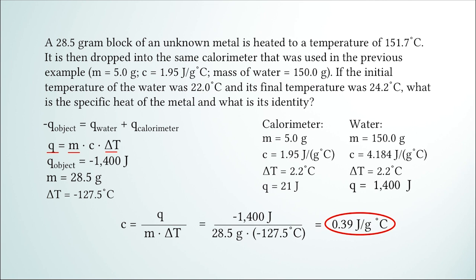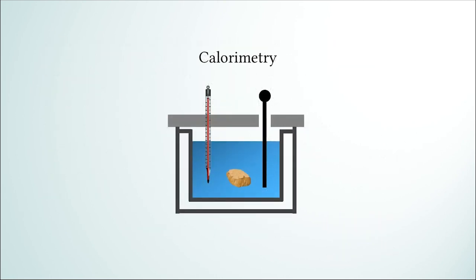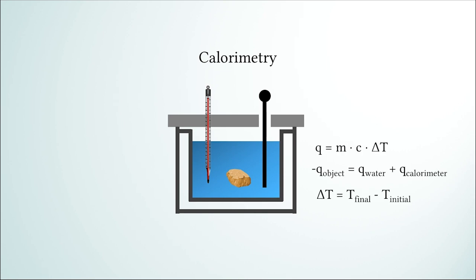We can now refer to table 12.1 to see what metal has this value for specific heat, and we find that it has to be copper. Now, though this was an involved problem, we first approached it knowing that it involved calorimetry. That means we had to use our three equations, and we had to think through what was occurring in the experiment to know what to do.